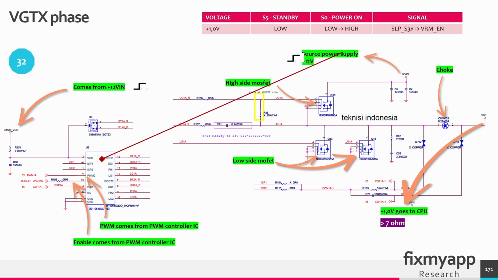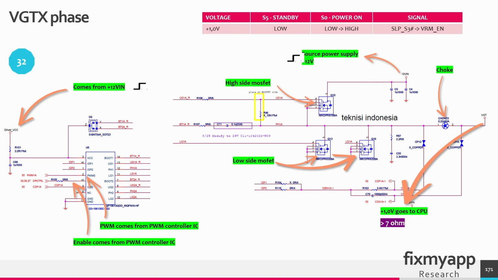It needs power to operate. It drives from the 12 volt ATX power supply. And this is the enable signal, and this comes from the PWM controller IC. This PWM comes from the multi-phase PWM controller. It will go into this driver IC, and this driver IC will start switching the high side MOSFET and the low side MOSFET. And in the output there will be a graphics core voltage of 1.0 volt present, and it will go to the CPU. And the resistance output is higher than 7 ohms.